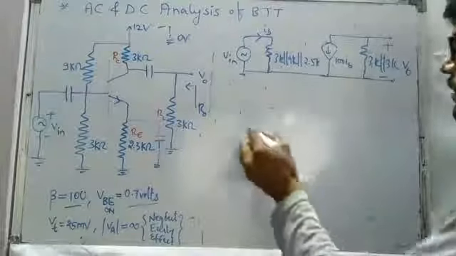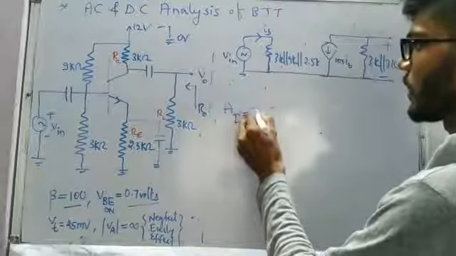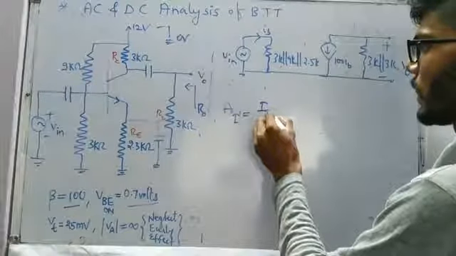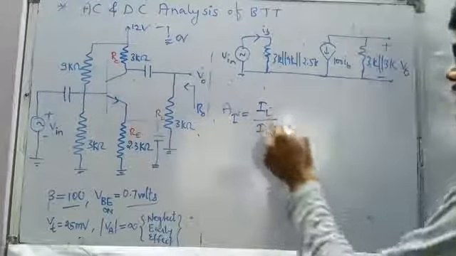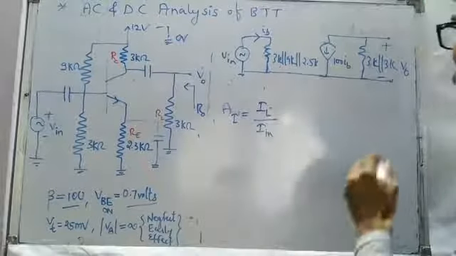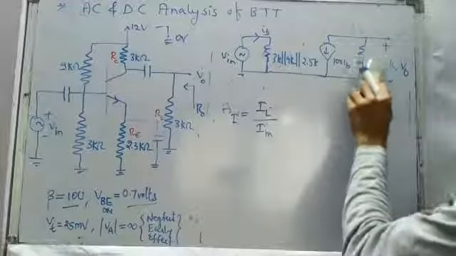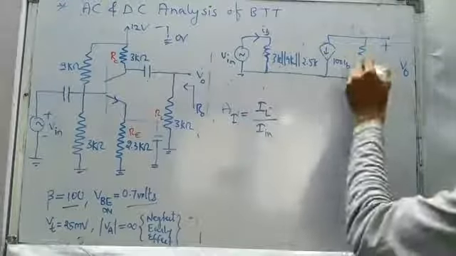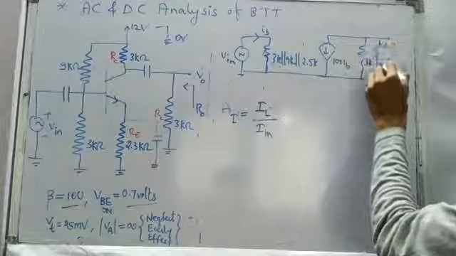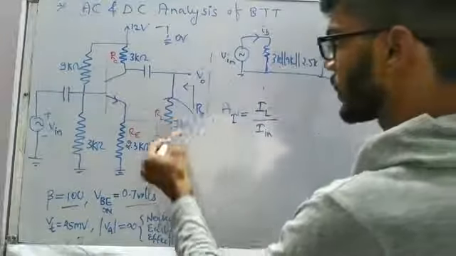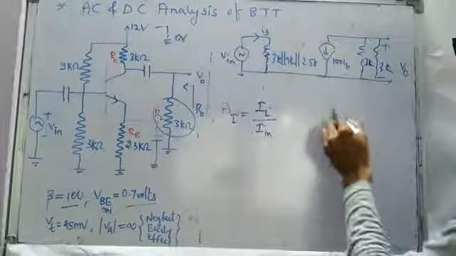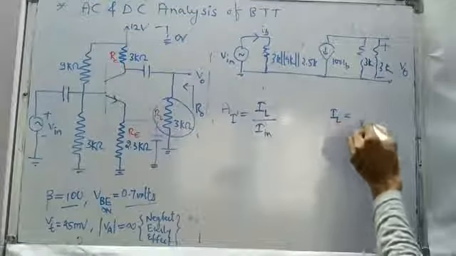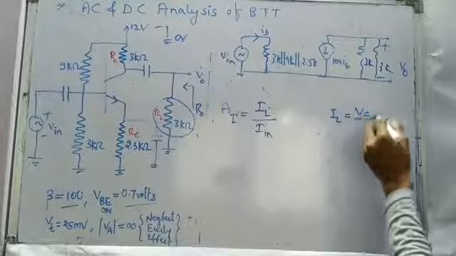And now we wish to calculate the current gain AI. AI is going to be IL divided by I in, so load current divided by input current. Also we'll not write it as 3K parallel 3K, because we need to calculate the current in the load only, because only this 3 kilo ohm is going to be considered as RL. So IL is going to be, I equal to V by R, so V naught divided by 3K.